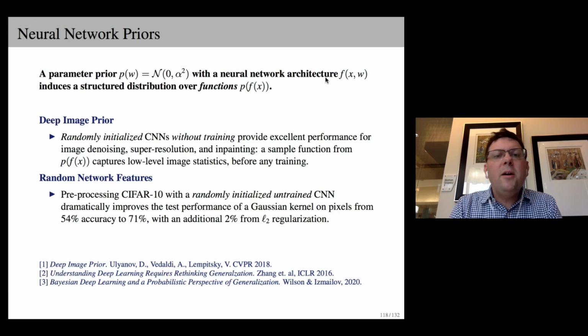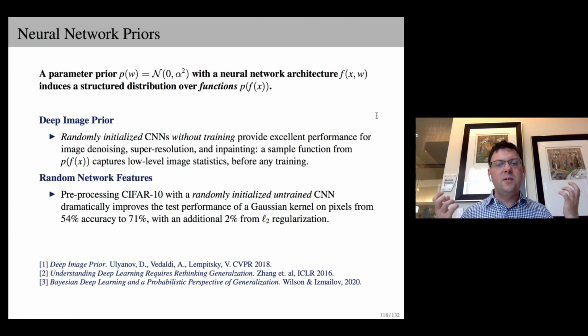Now we'll consider the prior in function space that's induced by having a Gaussian prior in weight space, where we're just varying the signal variance of the prior for each of the parameters, alpha squared. There are 2 key results that suggest this actually induces a pretty reasonable prior in function space. First is the deep image prior, which showed that randomly initialized convnets without training provide excellent performance for image denoising, super resolution, and inpainting. In other words, a sample function from this induced distribution over functions captures low-level image statistics before any training. Another result from the paper by Zhang et al.